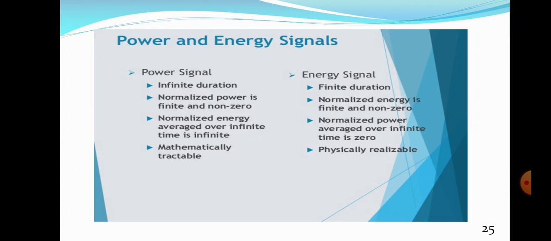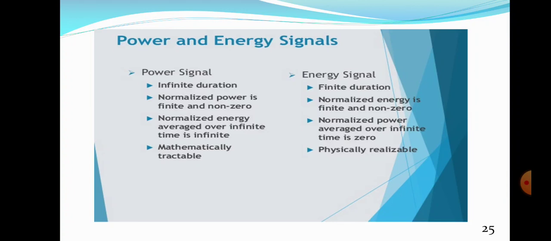So the characteristics are as shown. A power signal has infinite duration, whereas an energy signal has finite duration. Normalized power is finite and non-zero in the case of a power signal. Normalized energy is finite and non-zero in the case of an energy signal. If it is a power signal, its power is finite. If it is an energy signal, its energy is finite.